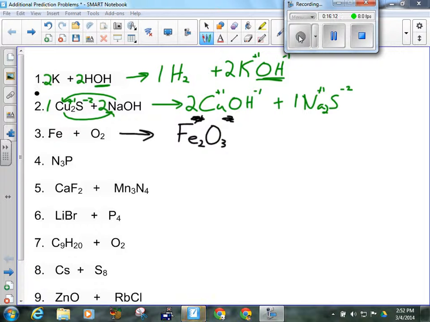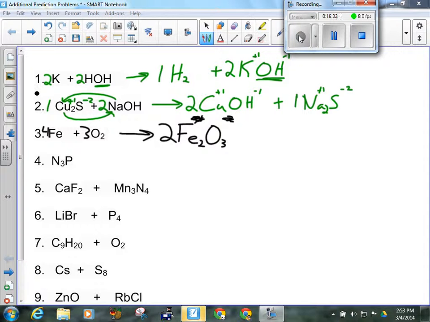Now we've got to balance. I've got 3 oxygens on this side, and I've got 2 over here. What's the lowest common multiple? 6. So if I put a 2 here and a 3 here, my oxygens work. 2 times 2 is how many? 4. So I need a 4 over here with my irons, and now it's balanced. All right, everybody good with that one?